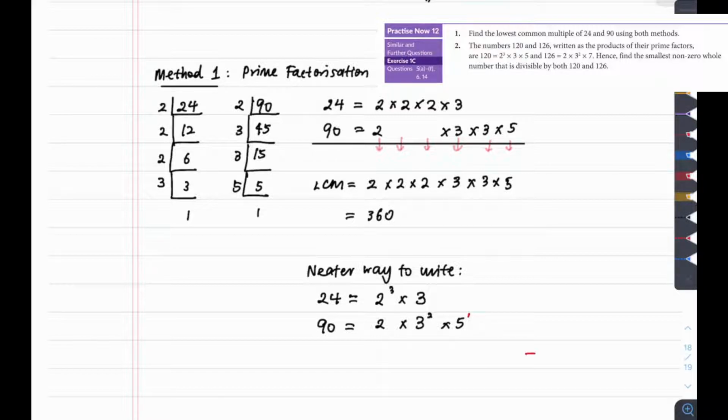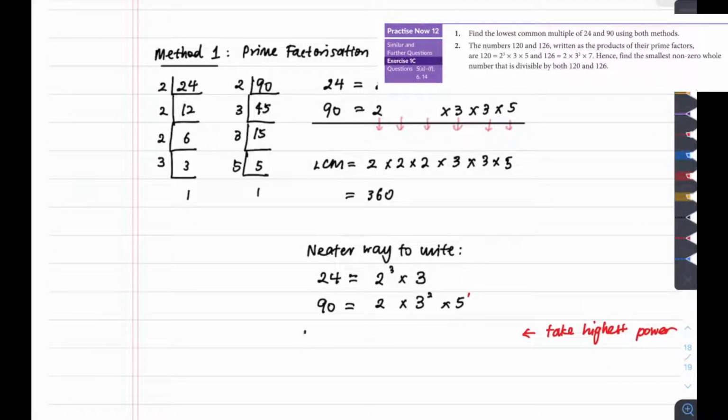So over here, what we are going to do is we're going to take the highest power. So what is the LCM of these two numbers? With the highest power, between 2 cubed and 2, we're going to take 2 cubed. Between 3 and 3 squared, we're going to take 3 squared. And between nothing and 5 to the power of 1, we're going to take 5, because as we have a 5, we will take that.